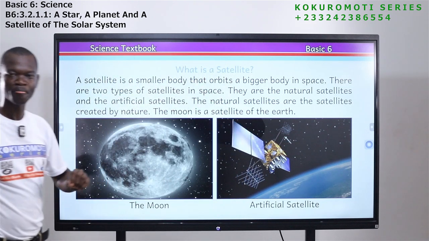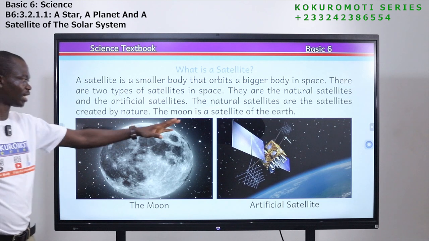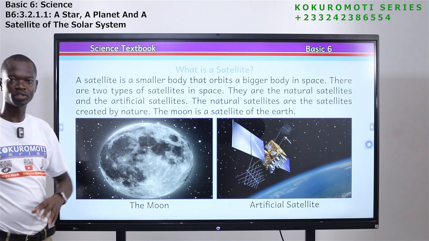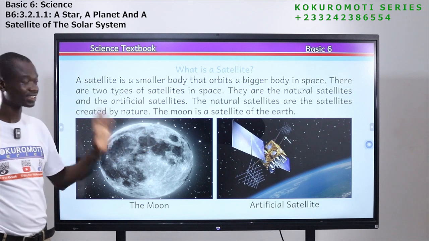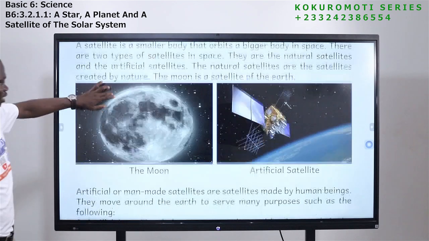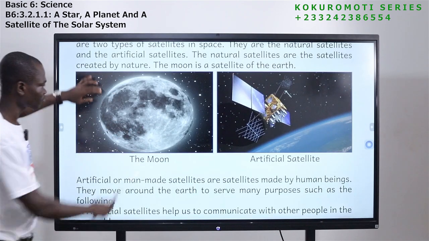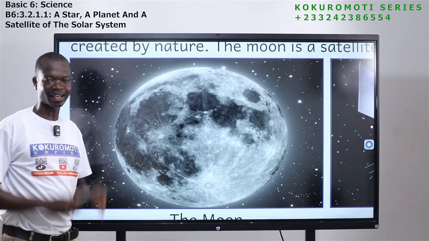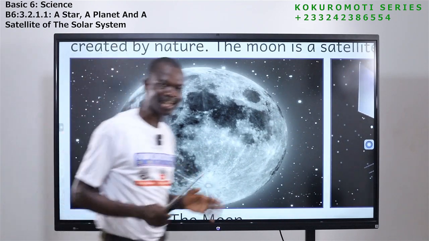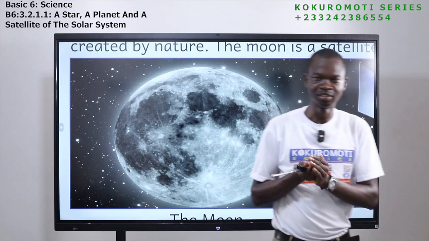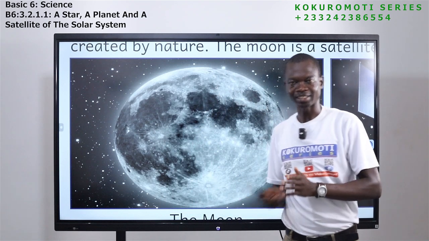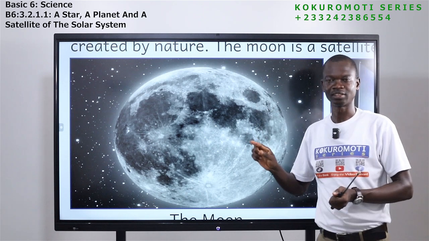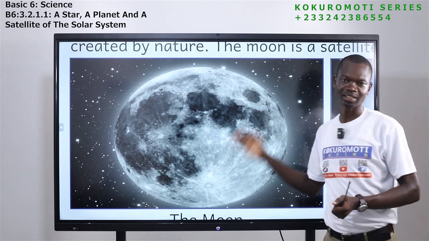Now, the moon is a satellite of the Earth. The moon was not created by human beings. The moon was created by nature, so it is called a natural satellite. Now let's look at the moon. Have you seen the moon? This is the moon. The moon moves around the Earth. In terms of size, it is smaller, and it moves around the Earth. The Earth is bigger. So a smaller body moving around a bigger body makes it a satellite.